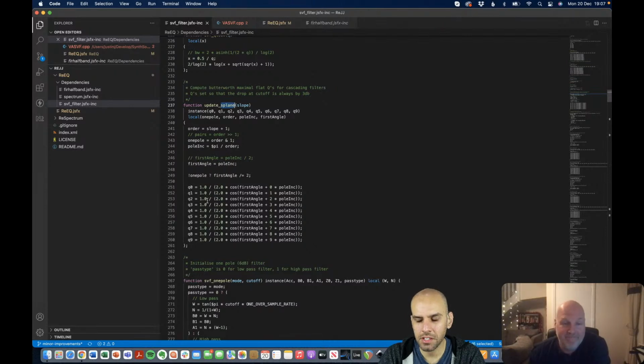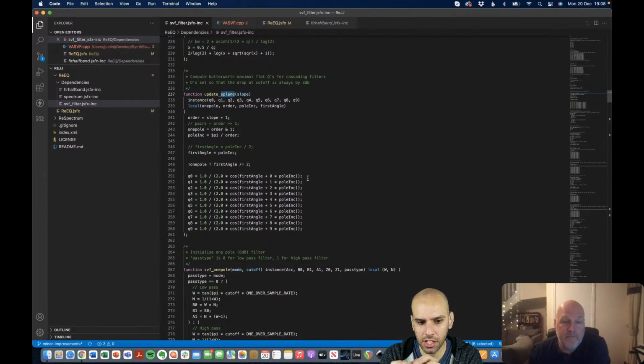As far as I understand, the idea there is that the poles are going to be exactly on the circle, and they're going to be equally spaced. So I think these cosines are calculating the positions of the poles in that circle. That's right. It's essentially dividing the circle a bunch of times and putting the poles there.